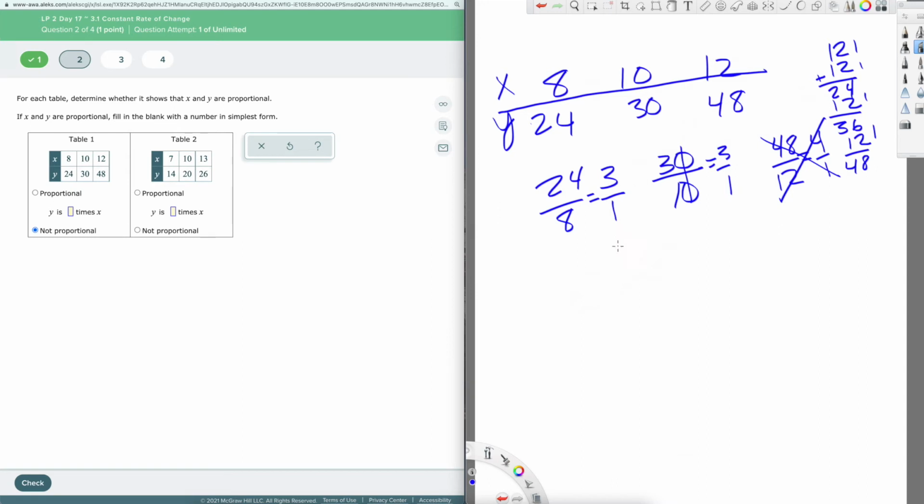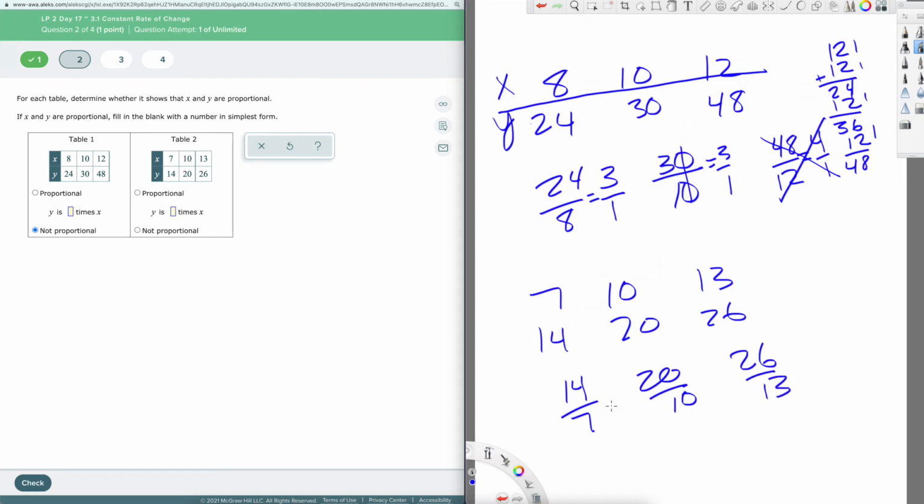All right, let's see. 7 over 14, 10 over 20, 13 over 26. I don't know why I'm doing over. I just realized I'm writing fractions. And 26. I did it again. 26. There we go. So we want to look at it the other way, right? 14 over 7, 20 over 10, and 26 over 13.